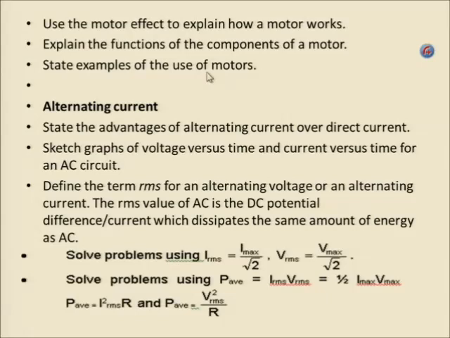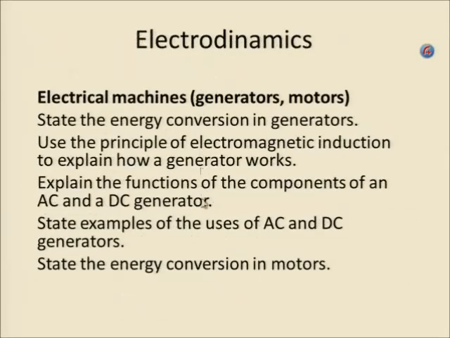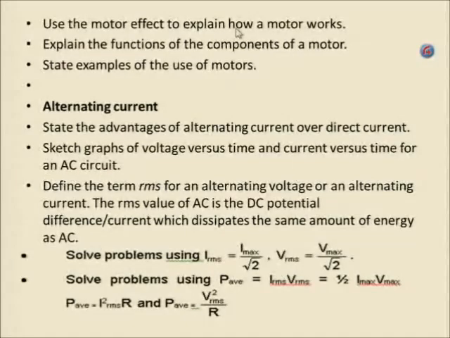So if we look at this, the first part here deals with generators: examples of use, functions of the components, the principles on which it works, and also the energy conversion. And then we go down to motors, the very same thing: energy conversions, how it works, function of the components, examples. All right. Then the next section, after we've dealt with machines, will be to look at alternating current.